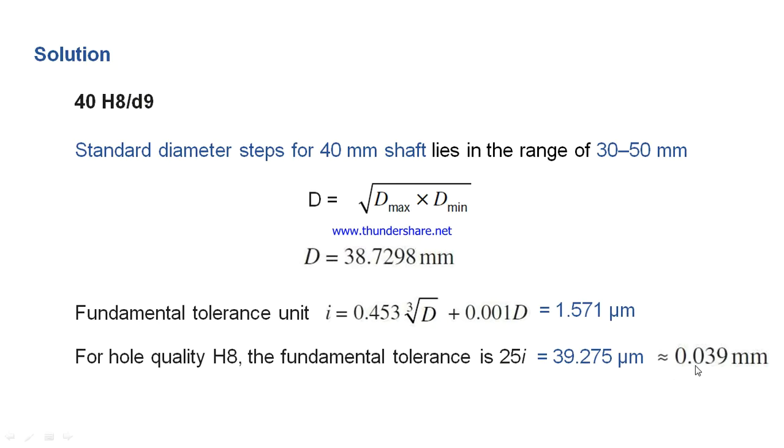That is near about 0.039 mm. 39.27 micron is near about 39 micron. So this is 0.039 mm.